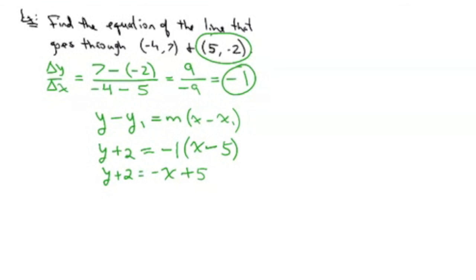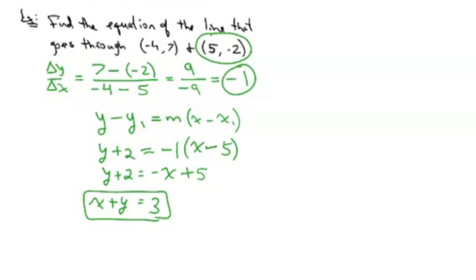Now here's where me and the book will get a little different. The book wants it in standard form. X and y on the same side, numbers on the opposite side. So if you want to get x and y on the same side, move the x over, so you get x plus y. And it's going to equal, subtract the 2, 3. So this would be the book form.